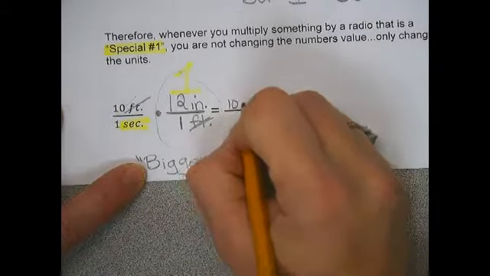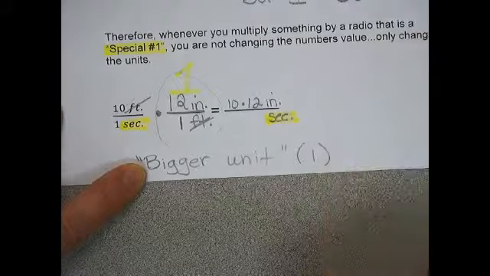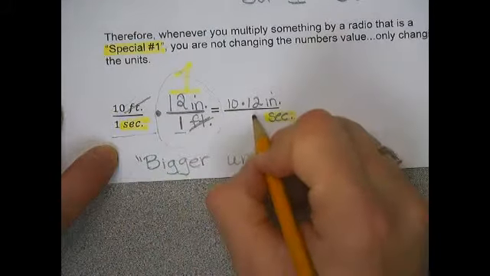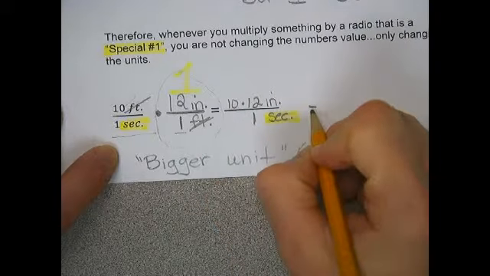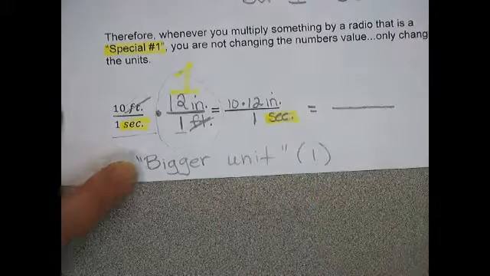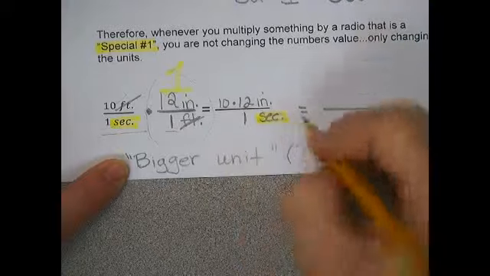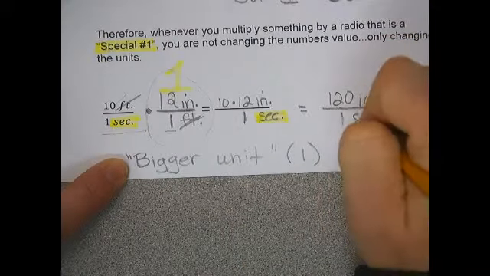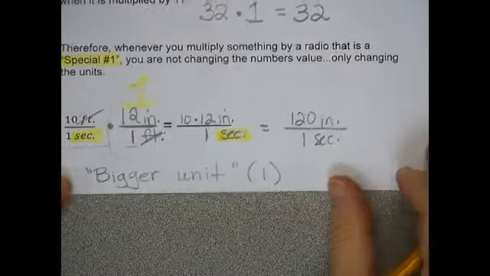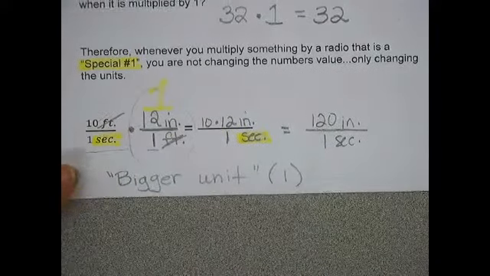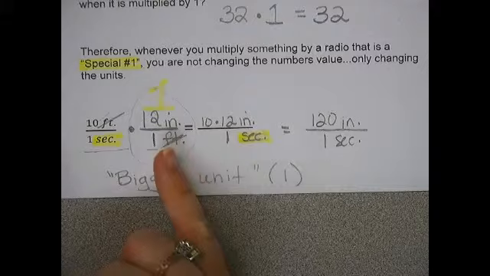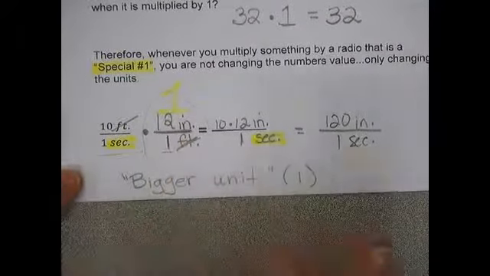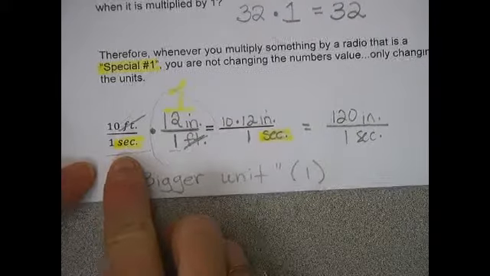Okay, so now we go to multiply and we're going to cross cancel. So we're going to cross out our feet. Then we're going to multiply numerator times numerator. So 10 times 12 inches is in the top. The bottom is 1 second times 1, which is just 1. To finish this up, 10 times 12 is 120 inches per 1 second.